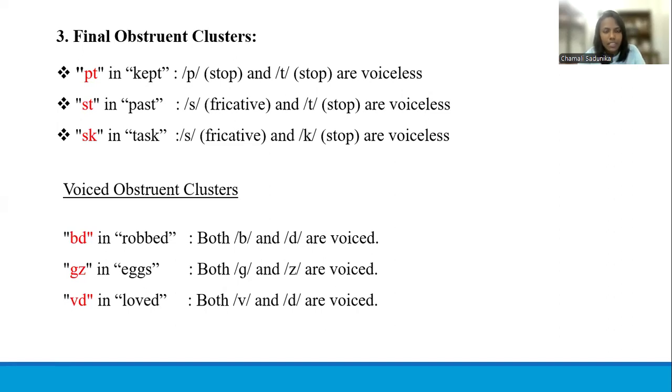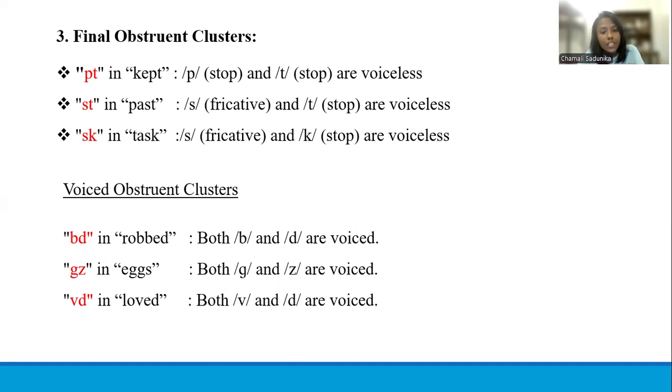Here, /p/ is a stop and /t/ is a stop. Both are voiceless. So finally, voiceless obstruent clusters, like /st/ in past, /s/ and /t/ are voiceless. Then /sk/ in task, /s/ is a fricative, voiceless. Then /k/ is a voiceless stop. So they are voiceless.